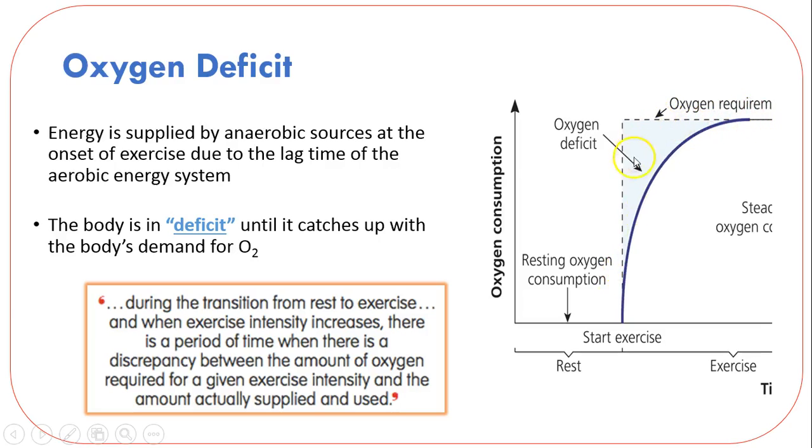So this space highlighted here is what we call oxygen deficit. We need to be delivering this much oxygen, but we're actually only delivering this much oxygen. Okay, so this is the gap between what we need and what we can actually deliver. So during this time, we are relying on our anaerobic systems to create ATP for energy, for our muscle contractions.